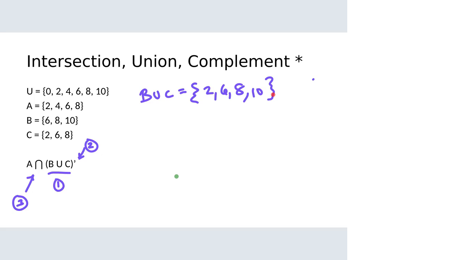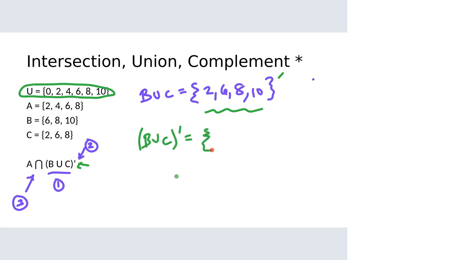That's our first step. Our next step is to take the complement of that. So we want the complement of that set. That's everything that's outside of here that's inside the universal set. So B union C complement is going to be, let's see, 0, 2, 4, 6, 8, 10. That's it, just 0, 4. That's going to be B union C complement.